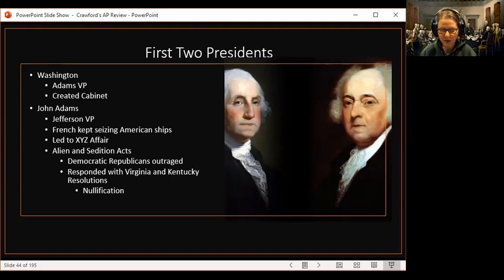We also see the Alien and Sedition Acts go through. At this time, the Alien Act makes it legal and easy to deport any non-citizen from the United States. And this is targeted at the growing Irish and Scottish population who opposed the Federalist sympathies toward Britain. The Sedition Act made it illegal to criticize the government in any way. The Democratic Republicans are outraged by this. They're saying this is huge federal overreach. This should not happen.